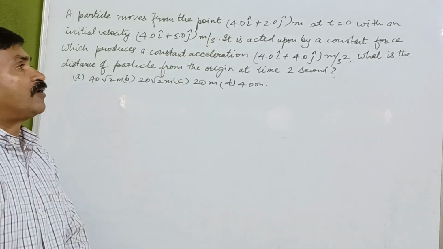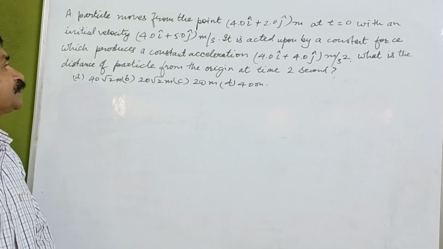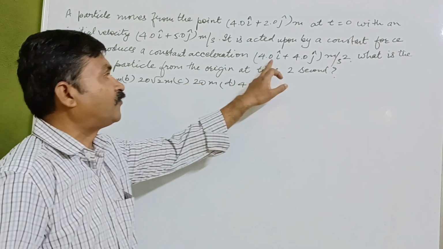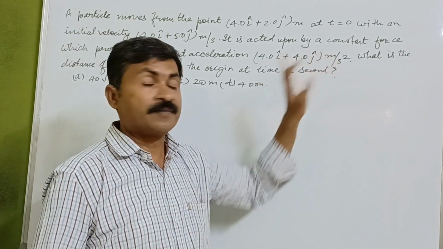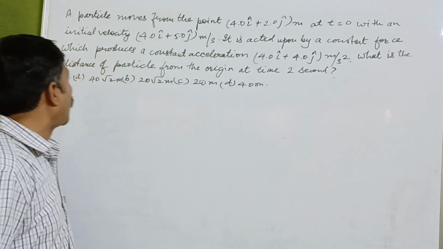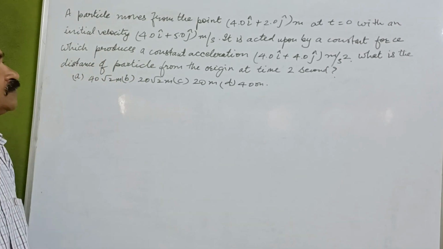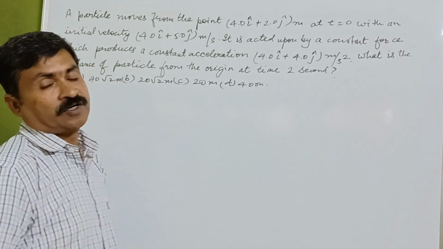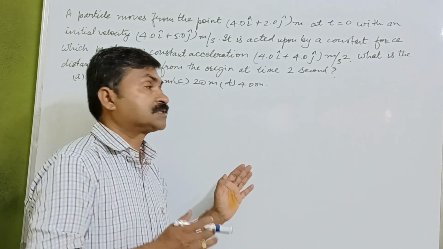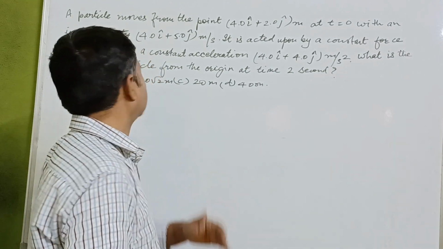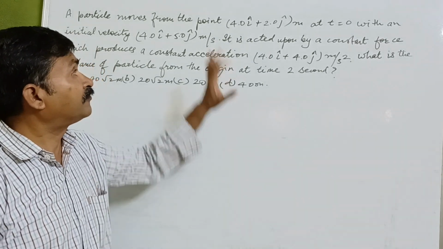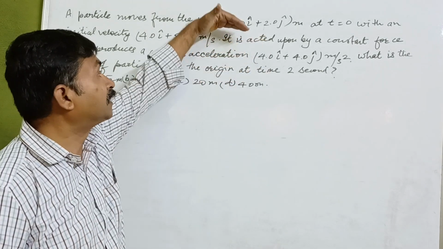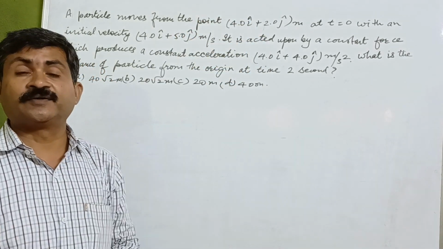It is acted upon by a constant force which produces a constant acceleration 4i + 4j meter per second square. What is the distance of the particle from the origin at time t equal to 2 seconds? Here we have to determine the distance of the particle. Now if we go through the numerical, here we will see what is given to us.